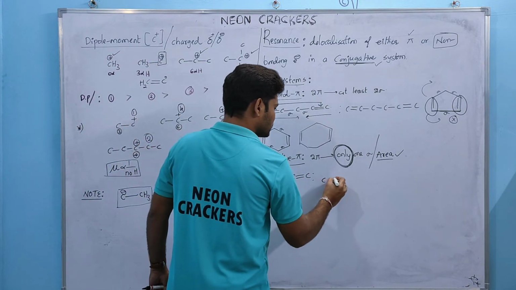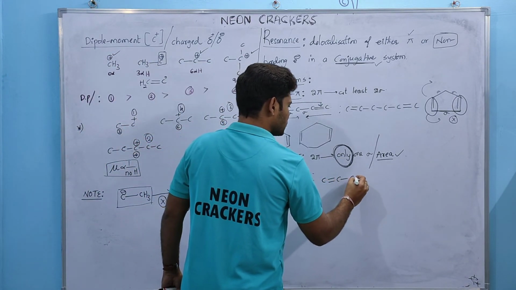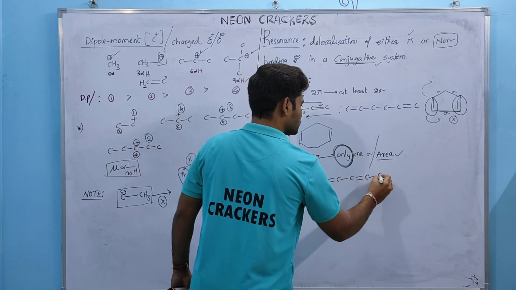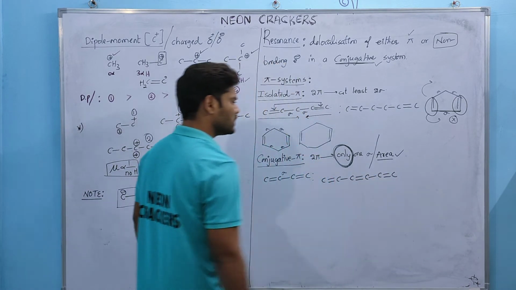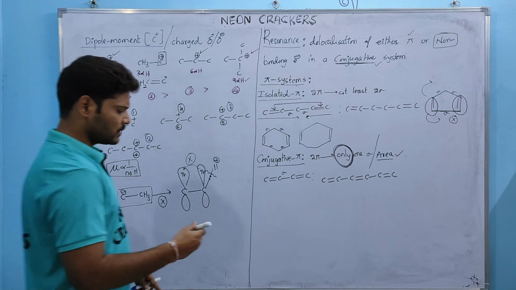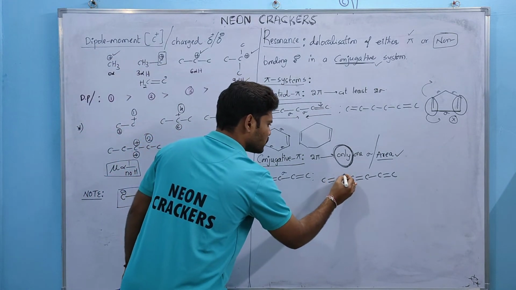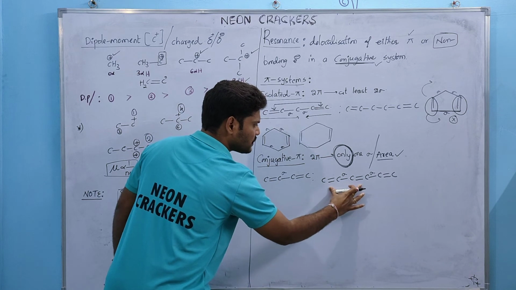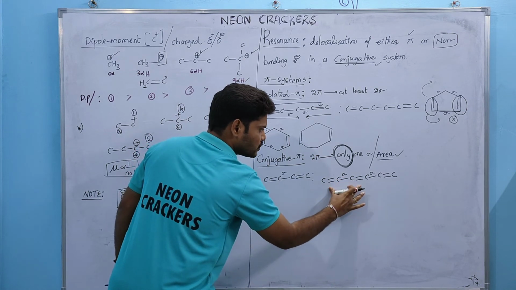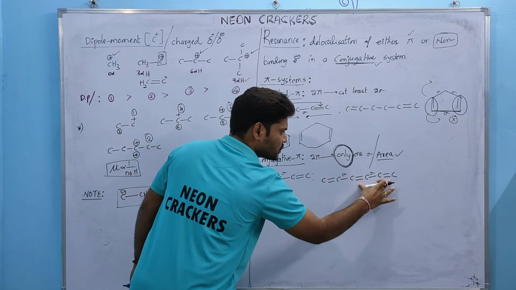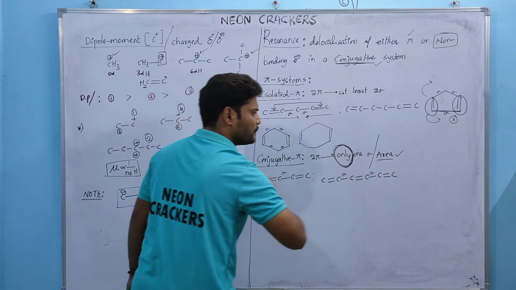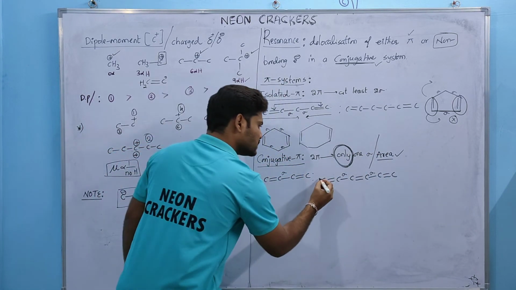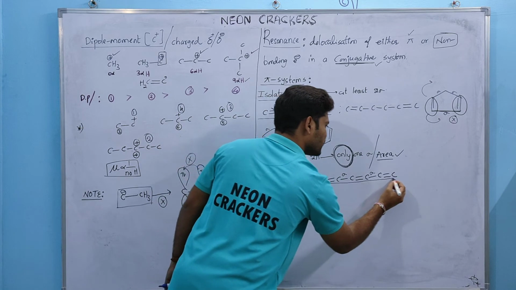One more example: C double bond C, C sigma bond C double bond C, C sigma bond C double bond C. Yes, it is also a conjugative system. Here one sigma bond is there, and here one sigma bond is there. Any two pi bonds are separated by only one sigma. So these two by only one sigma, and these two by only one sigma. Yes, this is a complete system, a complete area.